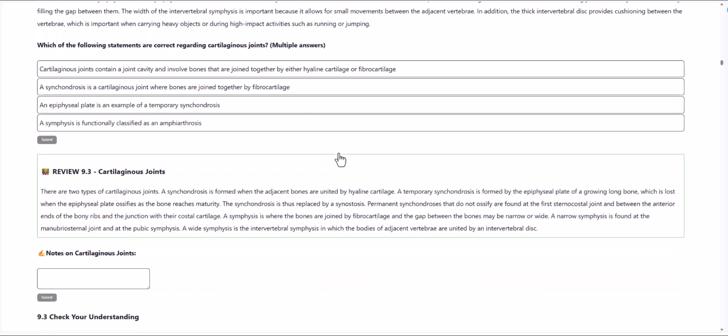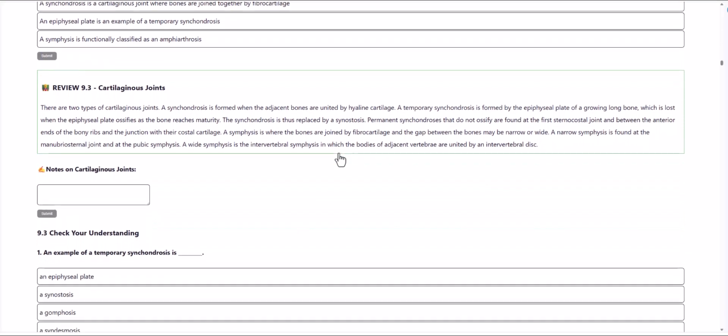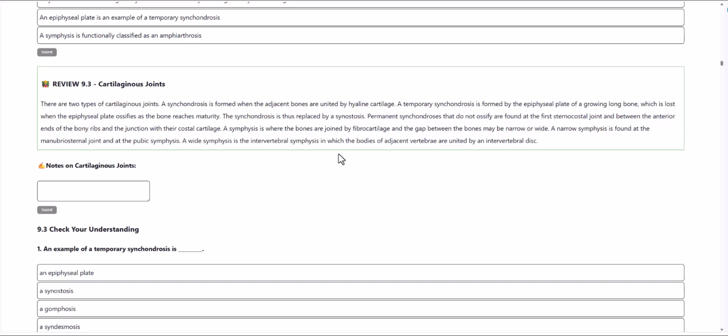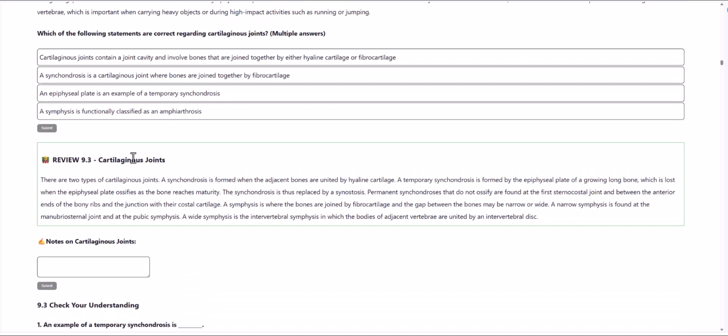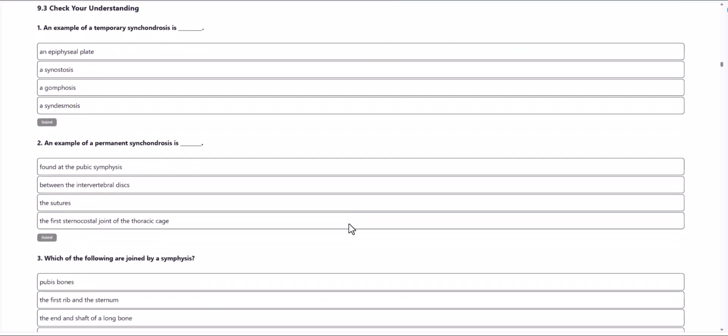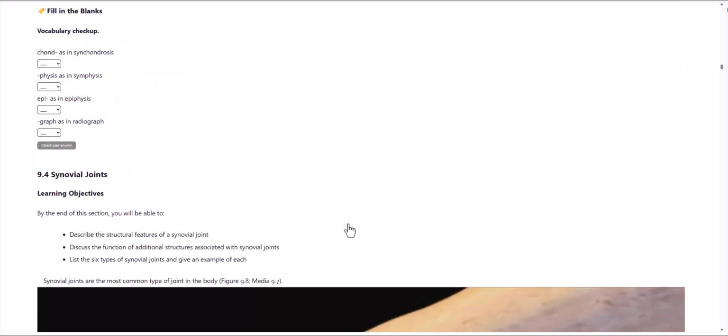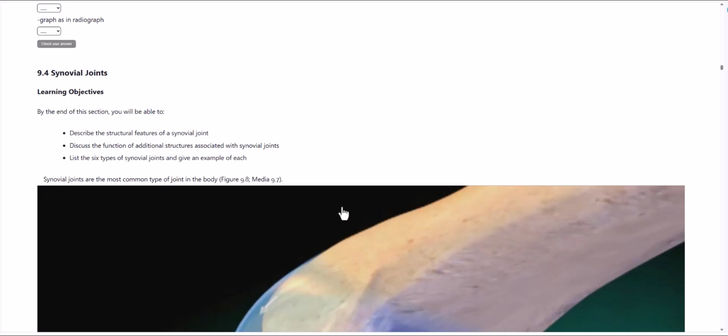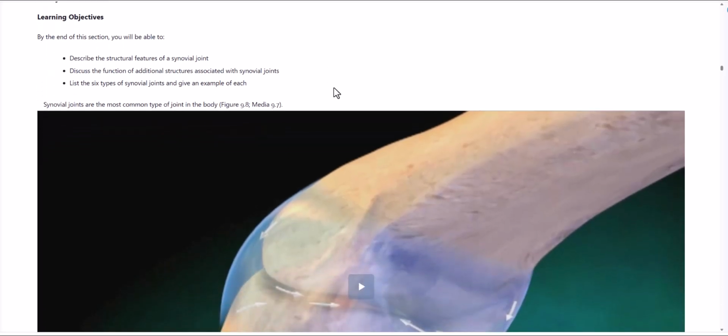And that's a very, very quick presentation on cartilaginous joints. Remember, cartilaginous joints are also referred to as amphiarthrosis. And then finally, we get to the synovial joints. This is by far the biggest section when we think about classifying the joint structures. Most of the joints in your body are going to be synovial in some type.